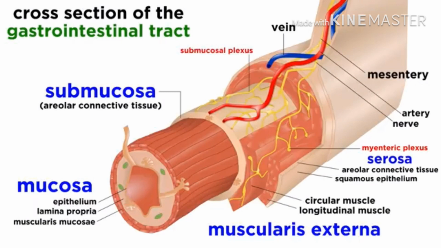We should also know the enteric plexuses, which are the submucosal nerve plexus in the submucosa and the myenteric plexus in the muscularis externa. These allow communication within the GI tract and regulate digestive system activity.